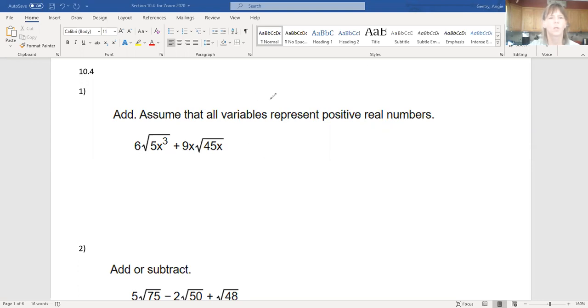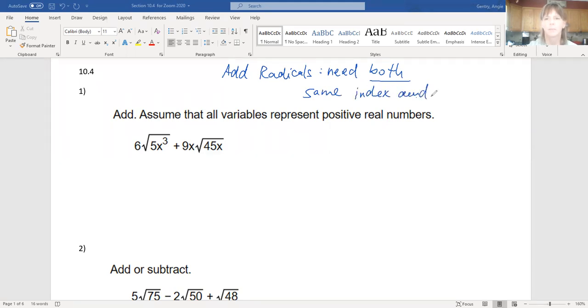Okay. So you need to know that to add radicals, you need both. This is important. The same index and same radicand thing under the root. So this is like combining like terms.